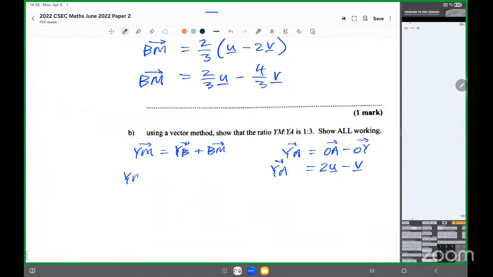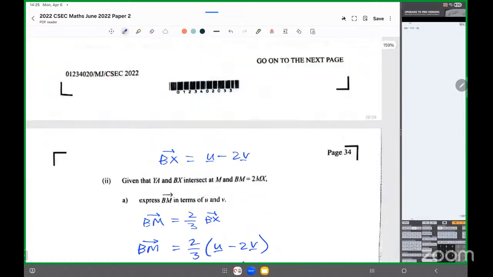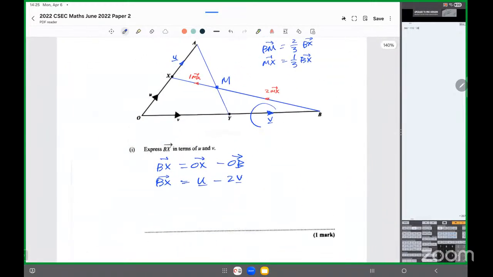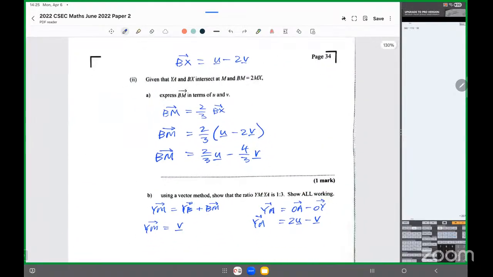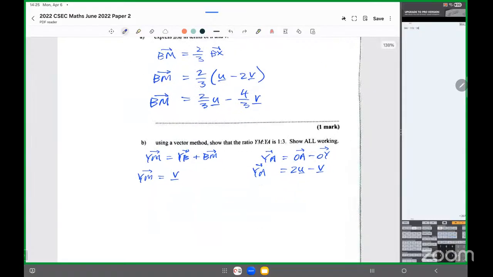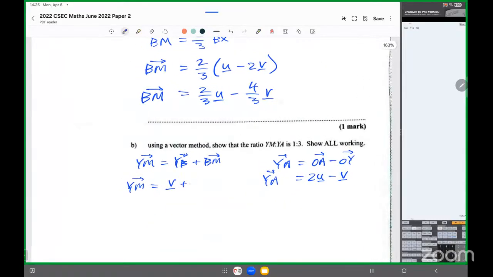So YM, Y to B is V. Remember, it is V. See here. The Y to B is just this V. And the BM is what we just worked out a while ago. The BM is this. So we're going to be adding that. So we're going to put plus 2 over 3U minus 4 over 3V.